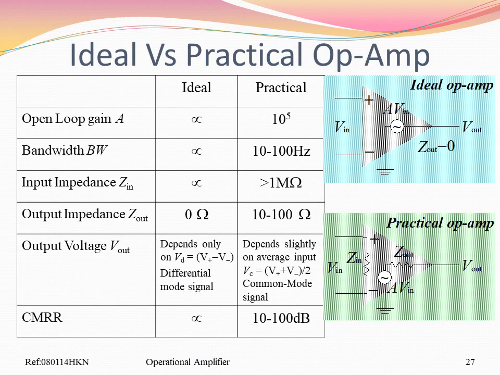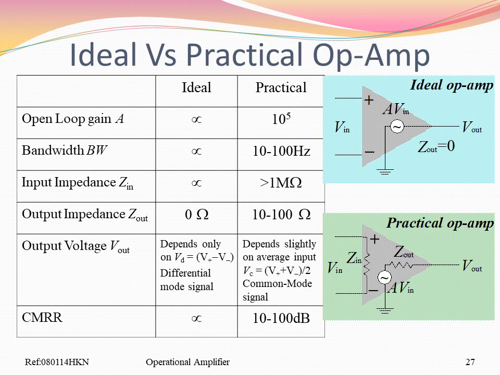Ideal versus practical op-amp. We can see some of the parameters like open loop gain. Ideally it should be infinite, and in the practical case it is 10 raised to 5. Bandwidth should be infinite in the ideal case, and in the practical case it is 10 to 100 hertz. Input impedance should be infinite, and it is greater than 1 mega ohm in the practical case. Output impedance should be 0, and the practical value is 10 to 100 ohm.